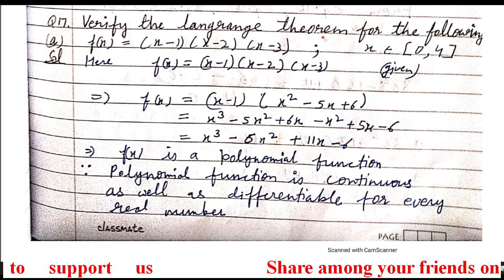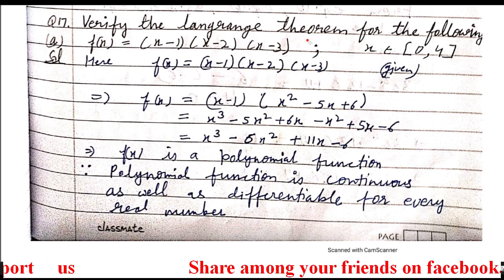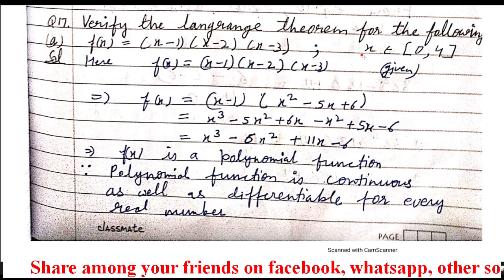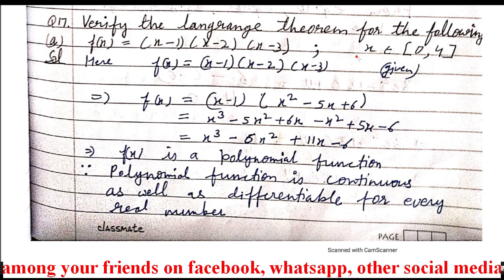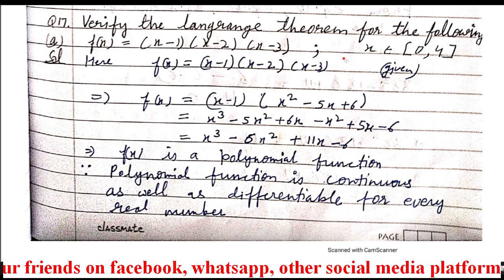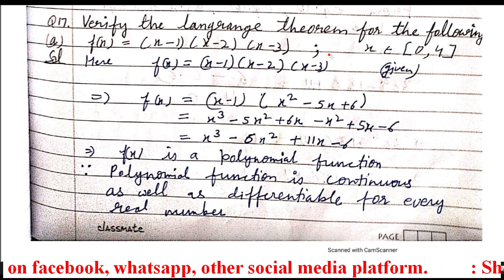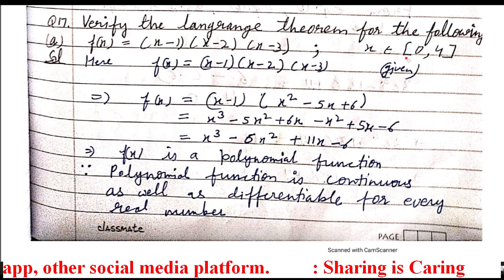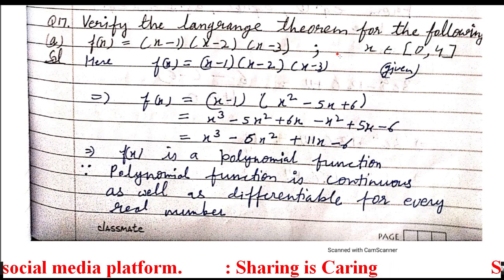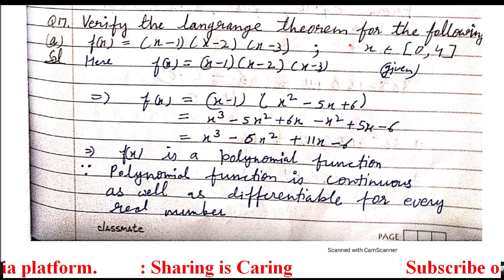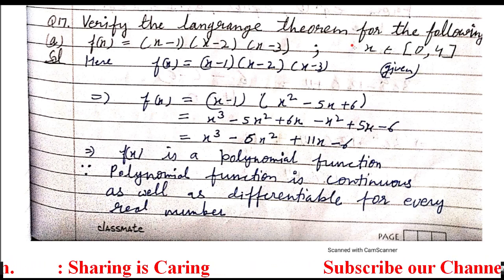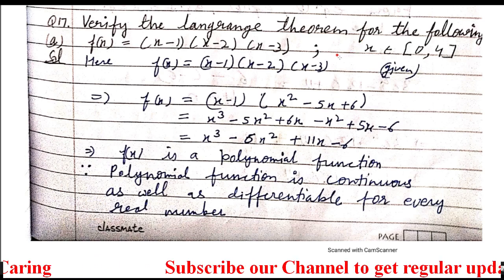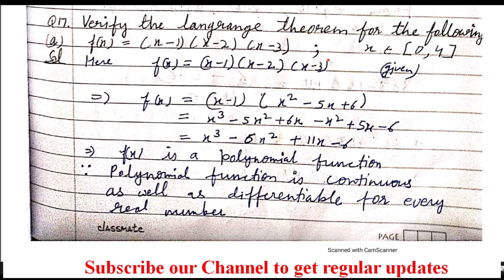In Lagrange's theorem there are two conditions. First condition is the function should be continuous in the closed interval. The second condition is the function should be differentiable in the open interval. If any function satisfies these two conditions, then there must exist a point c belonging to the open interval such that f dash c is equal to the function's value at the upper limit minus the function's value at the lower limit, divided by upper limit minus lower limit. So this is the theory of Lagrange's mean value theorem.